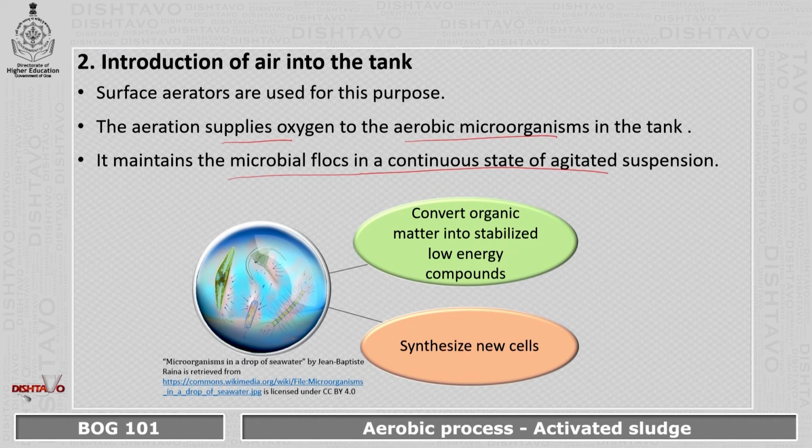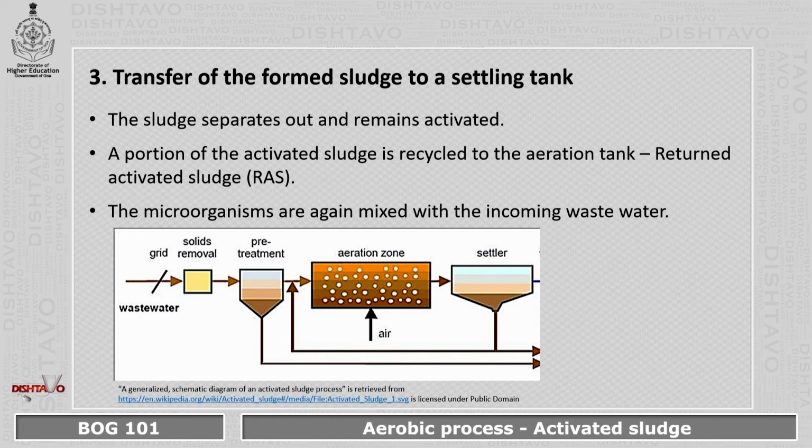On action of microorganisms on the organic matter in the wastewater, the microorganisms will convert the organic matter into stabilized low-energy compounds. Apart from this, the microorganisms, on consuming the organic waste, will also grow and reproduce, and hence synthesize new cells. The third stage is transfer of the formed sludge to a settling tank, which is also called as the clarifier. The sludge separates out into the clarifier.